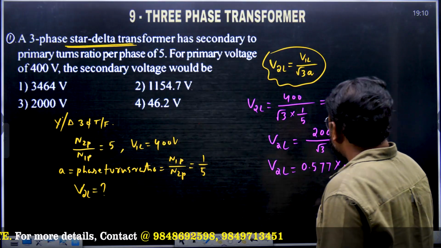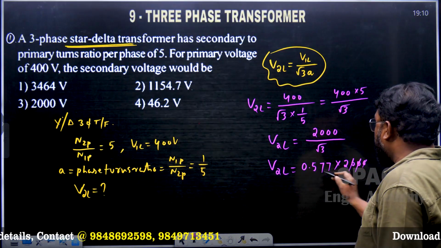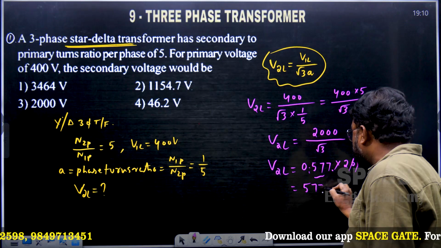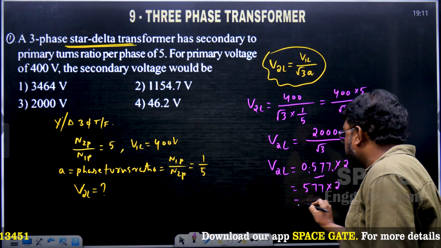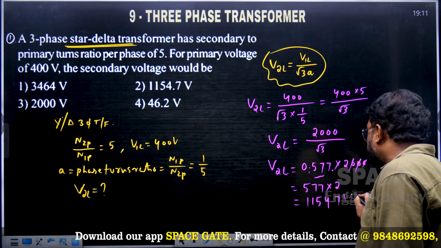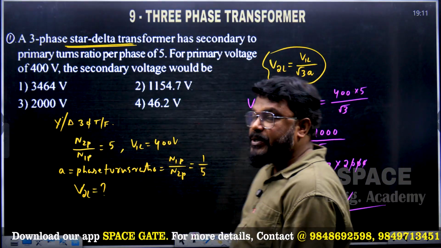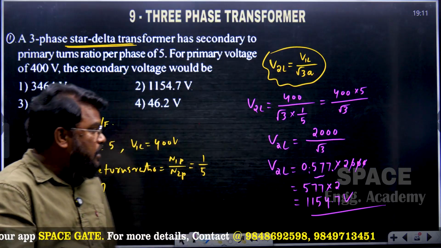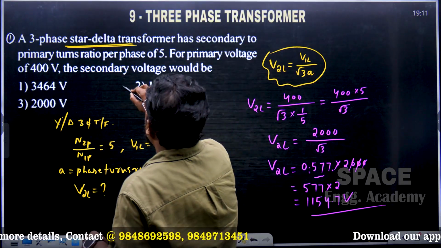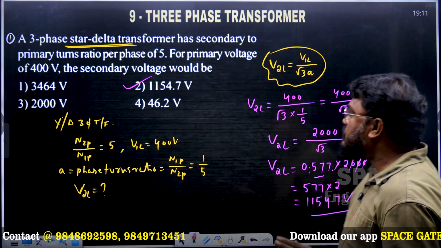Okay, multiplied by. Now, if we cut all the zeros, the decimal point shifts here. So what is the answer? 577 multiplied by 2 gives 1154.7 volts. So V2L is equal to 1154.7 volts is the answer. So option 2 is correct for this question.